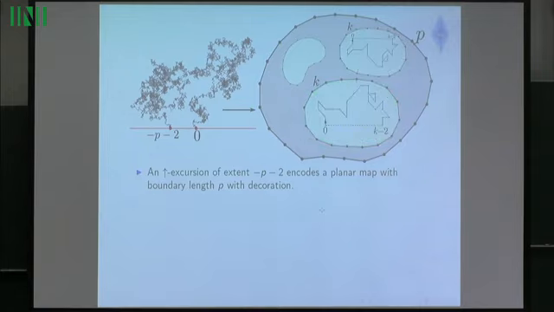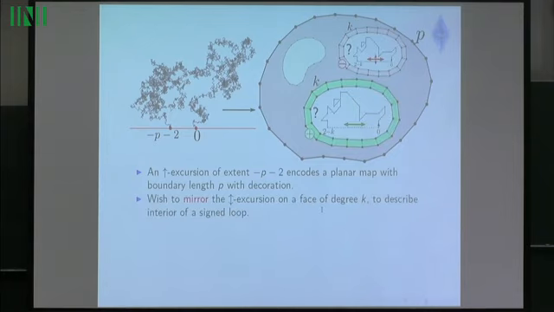Now the obvious thing to do is, so I have an excursion that starts at 0, ends at positive k minus 2, is just to mirror my excursion. Because I know if I have an excursion that goes from 0 to some negative value, it will encode a planar map again. And I'd like to put this inside of one of these loops.